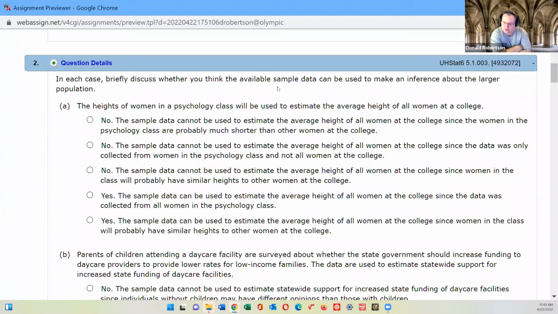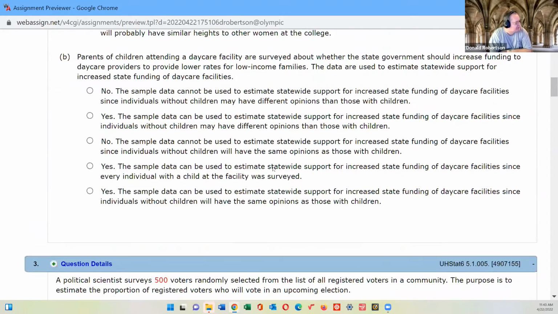Do you think taking psychology makes you taller or smaller than the rest of them? So you've got yeses and nos, pick the one you like.